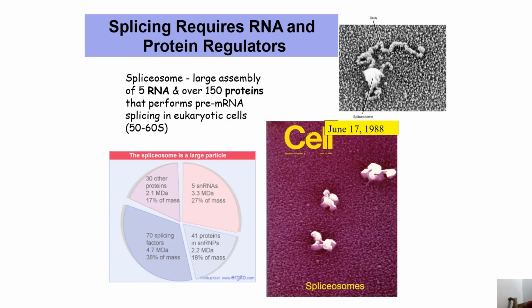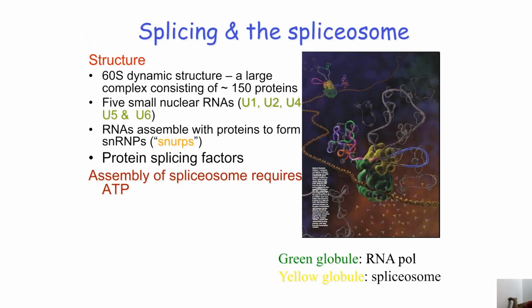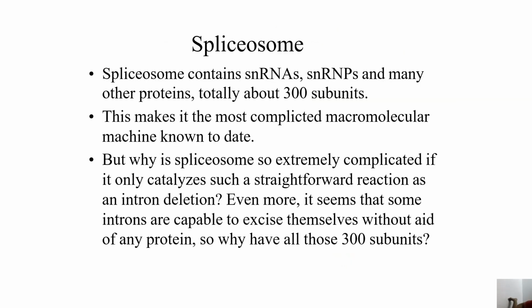Splicing requires RNA and protein regulators. The spliceosome has a dynamic structure, a large subunit consisting of 150 proteins and 5 small subunits. RNA is assembled with proteins to form the spliceosome. Assembly of the spliceosome requires ATP. The spliceosome contains snRNAs and many other proteins, totaling about 300 subunits. This makes it the most complicated macromolecular machine known to date.